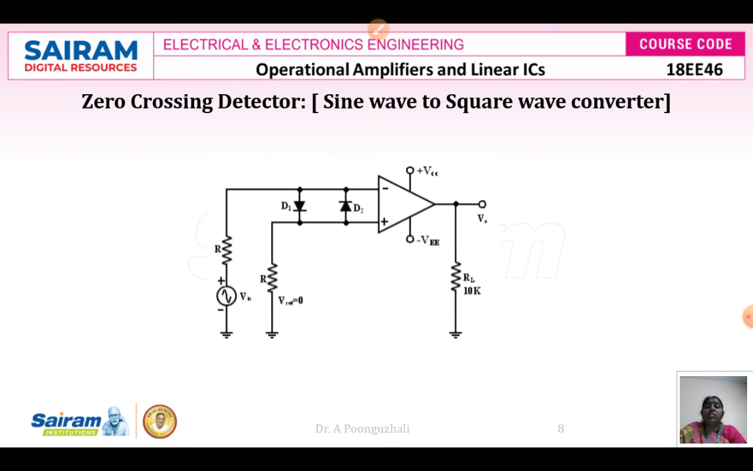Next is the zero crossing detector. Zero crossing detector means we want to convert a sine waveform to a square waveform. The name tells it is a zero crossing detector. Zero crossing means it should change its level at zero crossings. That means my reference voltage should be 0. So here I have made my non-inverting terminal, the V reference, to be 0. When V reference is 0, this is my input voltage which is going to be fed to the inverting terminal.